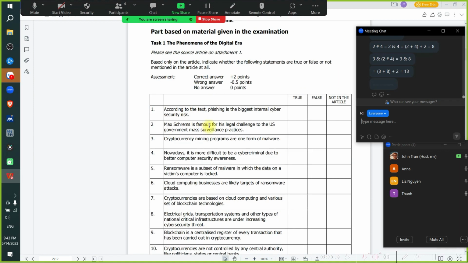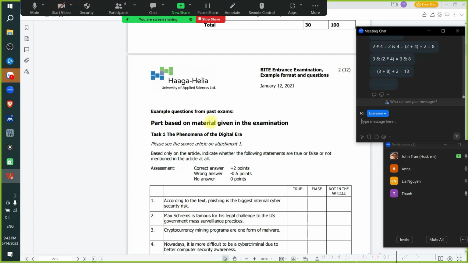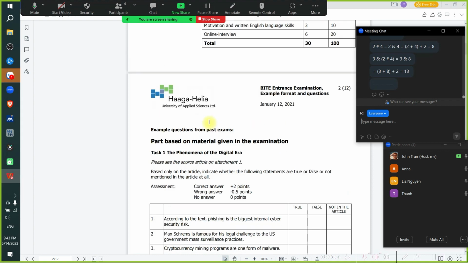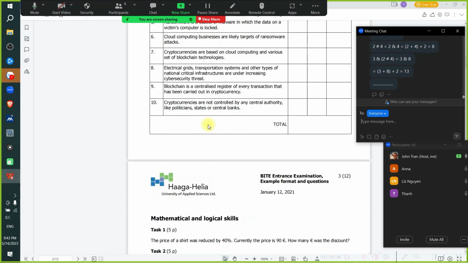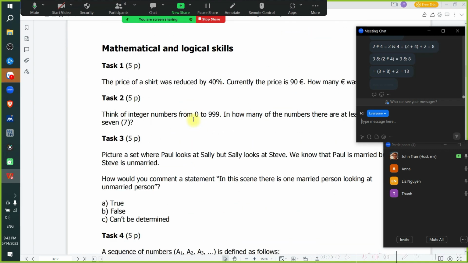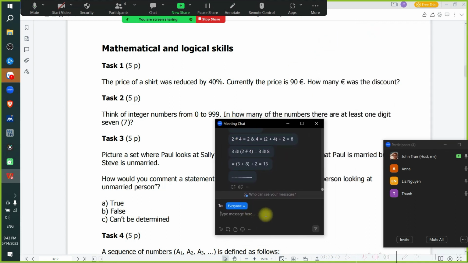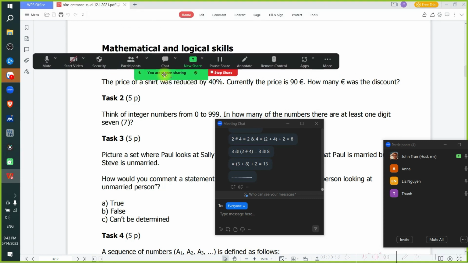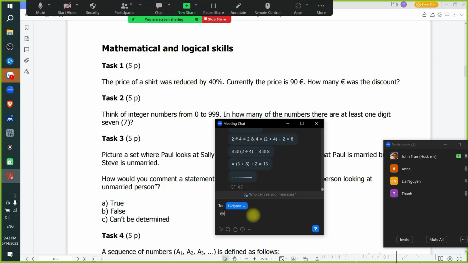Is this exam the general one for all majors, or is it specific? I'm not sure. I think this is the general one. Okay, but let's try the mathematical and logical skill, okay? Task 1, let's try that. This is the Byte entrance exam. Okay, let's try task 1.